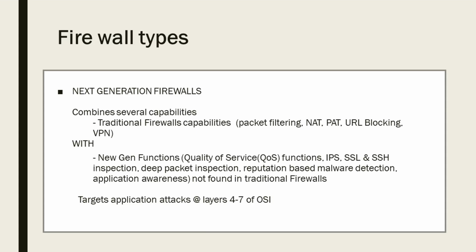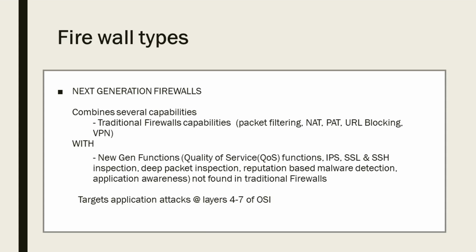Then the other type of firewall I will mention is the next generation firewall, NGFW for short. Next generation firewalls combine the capabilities of traditional firewalls and the modern kind of hybrid. Capabilities of traditional firewalls include packet filtering, network address translation, port address translation, blocking of URLs, and virtual private network. The additional things that come with next generation firewalls are checking quality of service, and functionality and features that are not found in traditional ones.